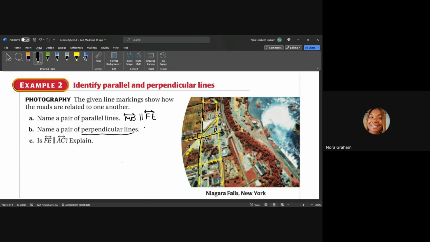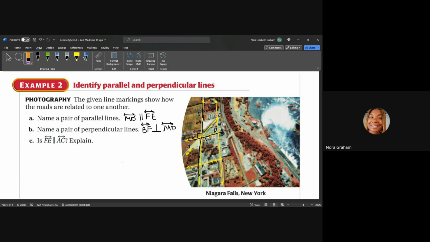So I will say that line BF, and of course we want to keep on using our correct annotation, that's very important. Line BF, and to annotate perpendicular, you do an upside down T, is perpendicular to line MD. Okay. Perfect. So now let's go ahead and look at C.